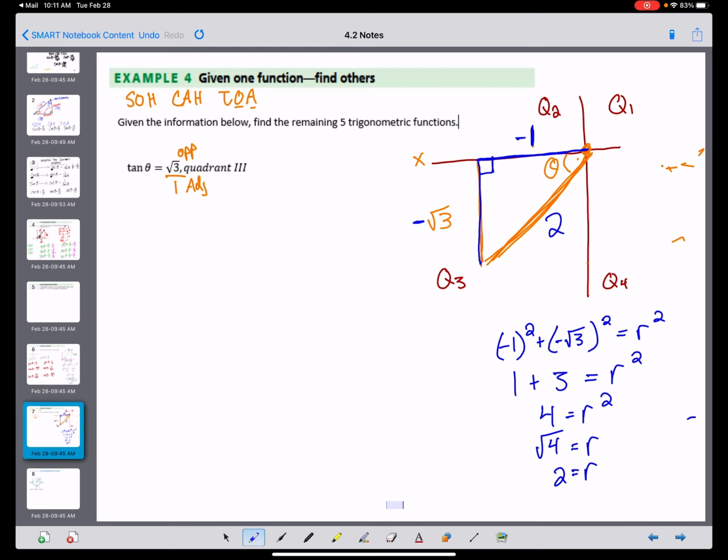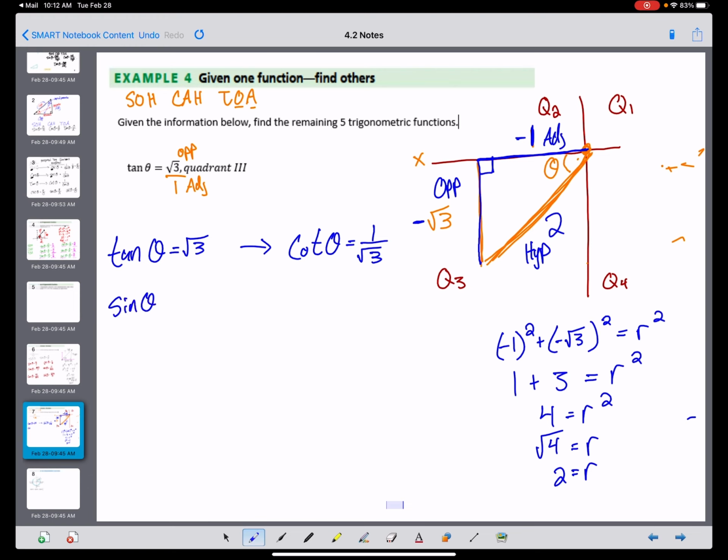All right. So now we do the same thing we were going to do before. Since we already have tangent, which is the square root of 3, I like to think about it like a fraction. When I flip it, cotangent of that angle is 1 over the square root of 3. Cotangent is adjacent over opposite. Negative 1 over negative square root of 3 is 1 over square root of 3.